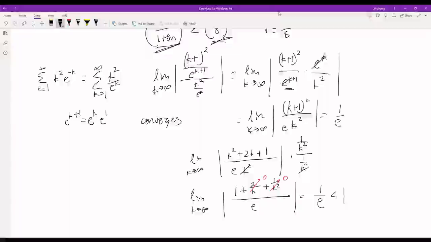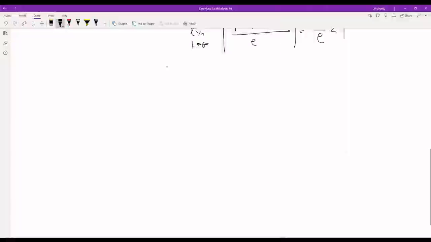Right, that was number 9. Now moving on to number 12, which is the sum from n equals 1 to infinity of negative 1 to the n times n over n squared plus 25.